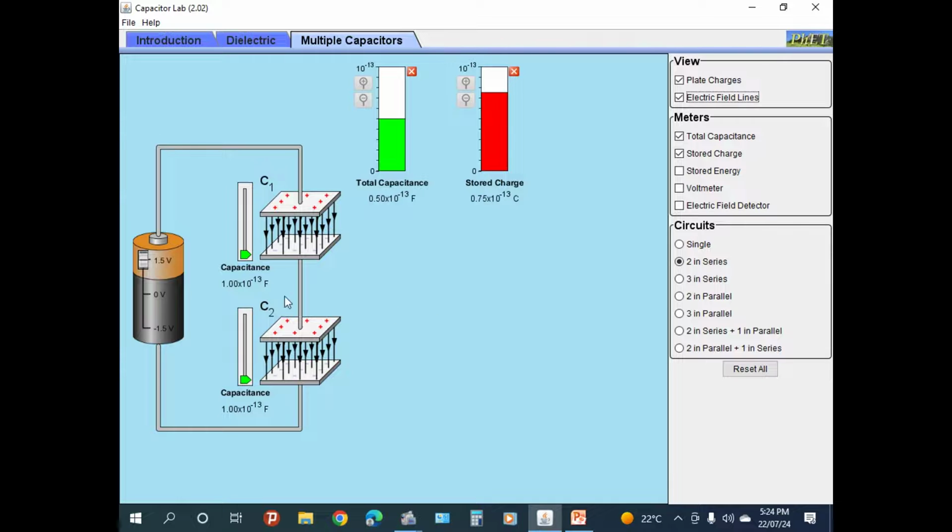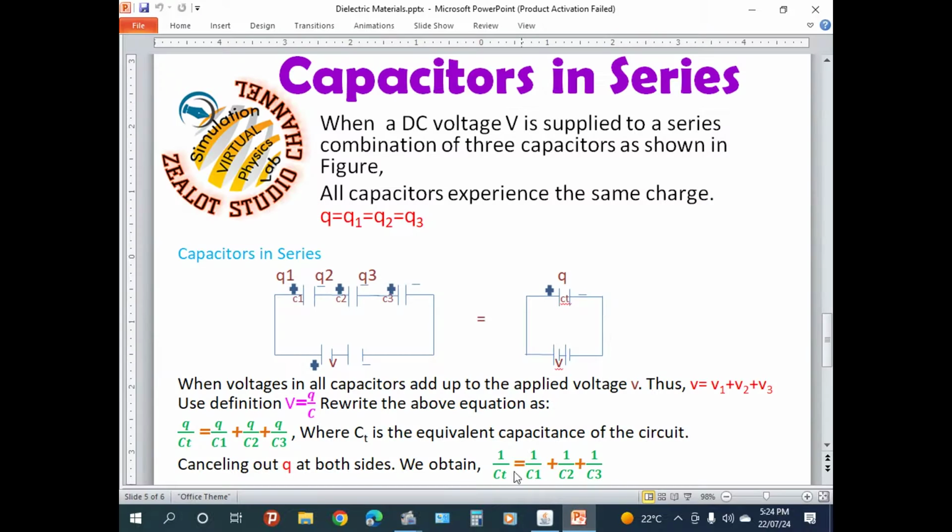Here in a series circuit, the Q is the same, the charge is the same, and the total or equivalent capacitance is given by 1 over C total equals 1 over C1 plus 1 over C2.